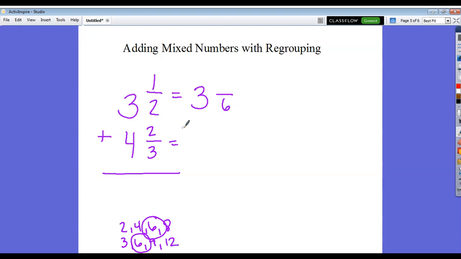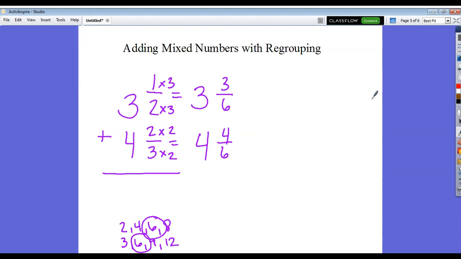So how do I jump from 2 to 6? I multiply by 3. Whatever I do on the denominator, I do on the numerator. And so I'm ending up, I change 3 1/2 to 3 3/6, which is equivalent. I'm going to do the same thing with 4 2/3. I'm going to change this into sixths. So now I have 3 times 2 is going to give me 6. So 2 times 2 is going to give me 4.